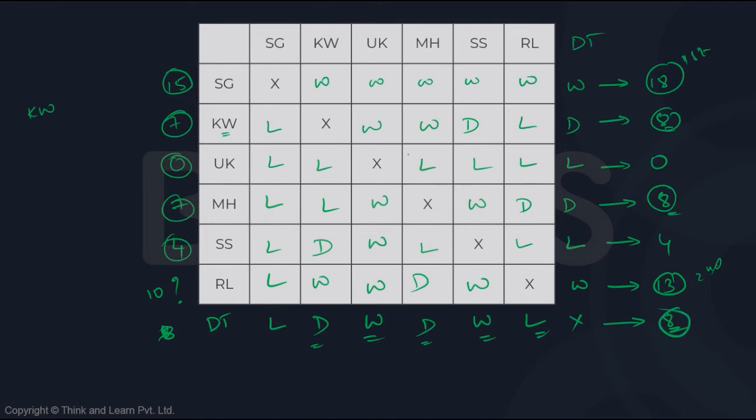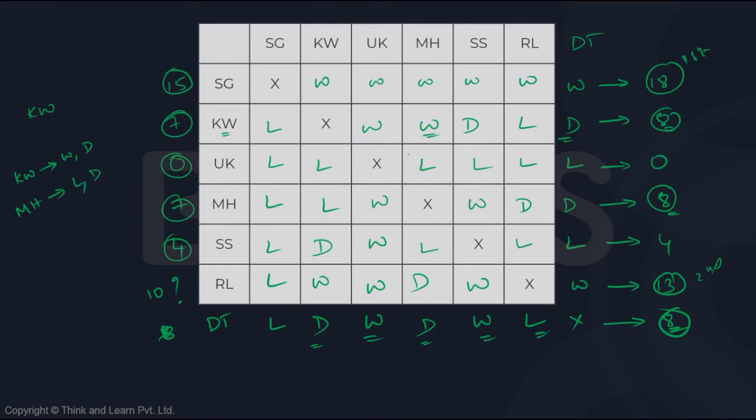So KW and MH. So KW won how many? KW wins against MH, yes. KW and then next is DT. What happens to DT? KW, DT, it is a draw. So one win and one draw, right? Similarly, if you look at MH, what happened MH and KW? MH, KW is a loss. MH, DT is a draw.